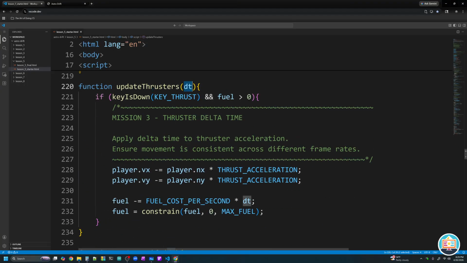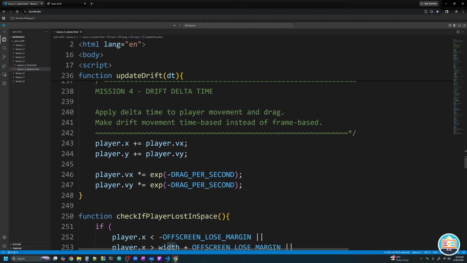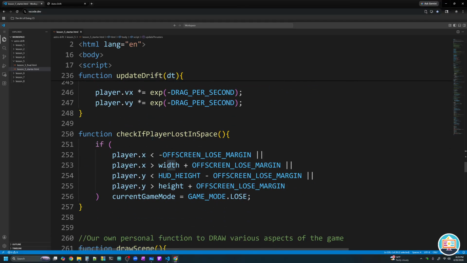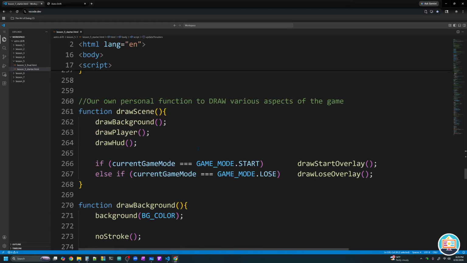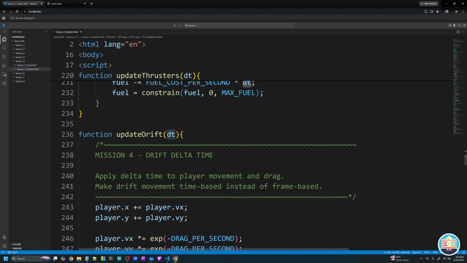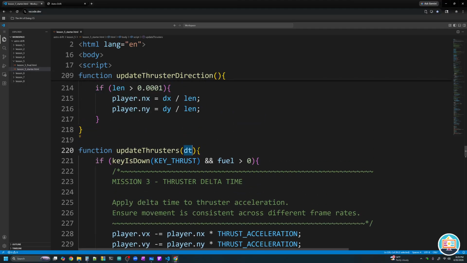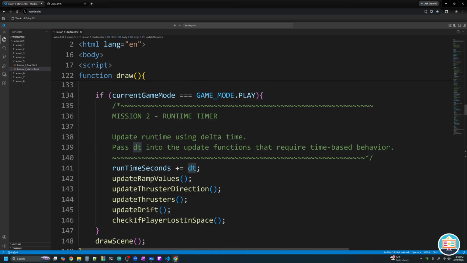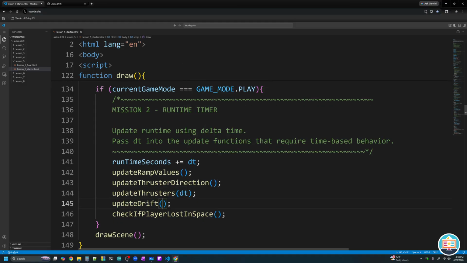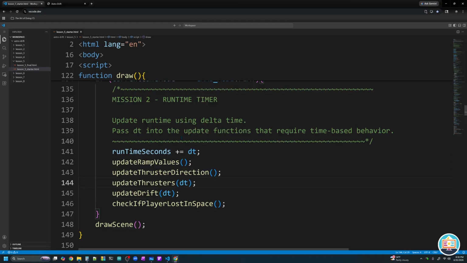So we need it for update thrusters. We need it for update drift. Check if player lost in space. I don't think we need it there. So we need update thrusters and update drift. So let's add it in here. So mission 2, we're going to pass in DT to update thrusters, DT, and update drift, DT. And with that, mission number 2 is complete. So let's move on to mission number 3.